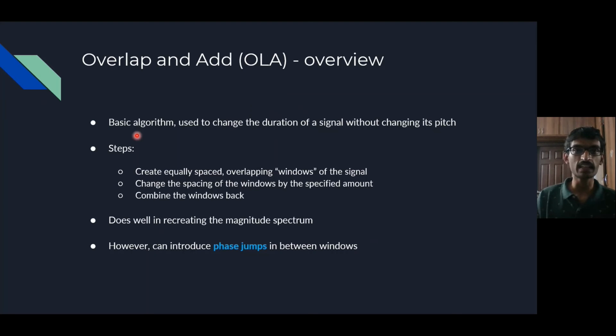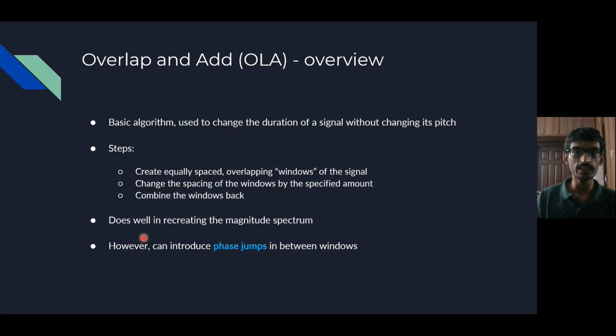And it is a very basic algorithm for this purpose. First step is to create equally spaced overlapping windows of the signal. And by windowing, we mean multiplying the signal by some function such as a Gaussian function centered at a specific time. And we make several such windows by multiplying by different Gaussian functions centered at different time points. Then we change the spacing of the windows by the specified amount, the extent to which you want to time stretch the signal, and then you combine the windows back.